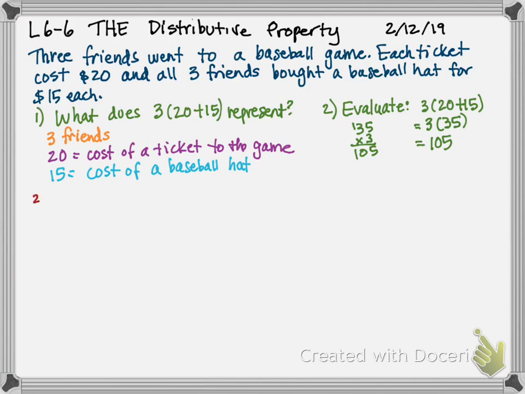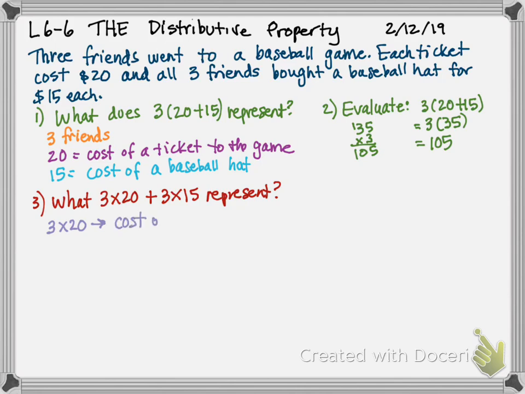Okay, so let's talk about the next group of questions. Oops, sorry, this is question 3. Yep, it can't count anymore. What does 3 times 20 plus 3 times 15 represent? Okay, and we can say, well, 3 times 20 is going to be 3 people buying $20 tickets each. So that's going to be the cost of the 3 tickets.